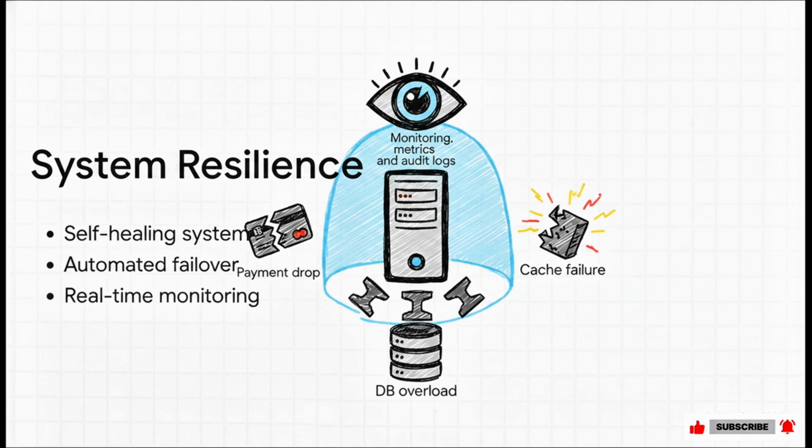What actually happens if your payment provider drops mid-transaction, or if your Redis cache just dies? You're going to learn how to mitigate those database overloads and, crucially, establish the real-time audit logs and metrics you need so you can spot a catastrophic failure coming way before it takes you offline.